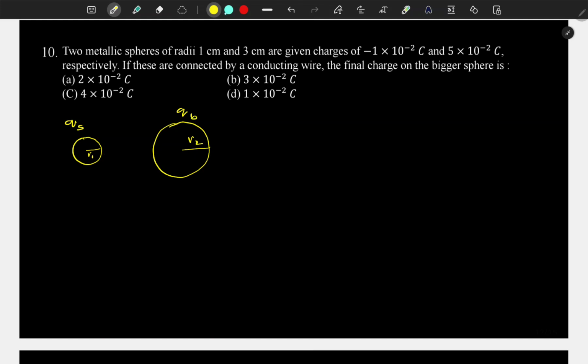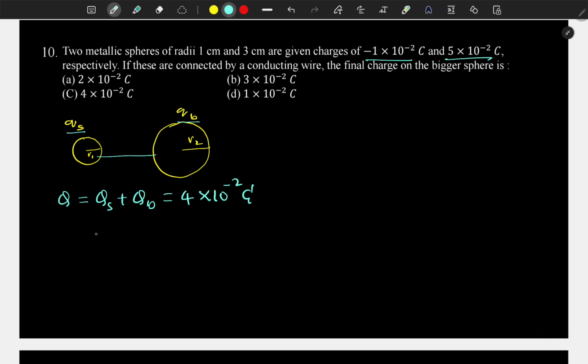So when they are connected, the total charge will be equal to charge on smaller sphere plus charge on bigger sphere. So that will be sum of these two charges, q1 plus q2. 5 minus 1 is 4 into 10 to the power minus 2 coulomb. So initial charges are small q, final charges are capital Q. Now since their radii are different, Qs will not be equal to Qb.